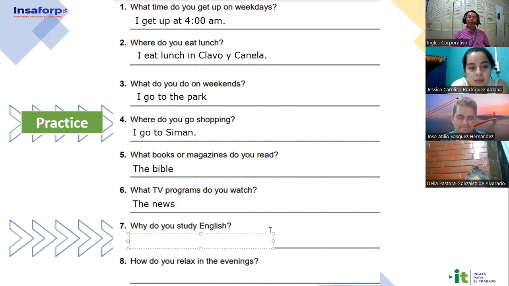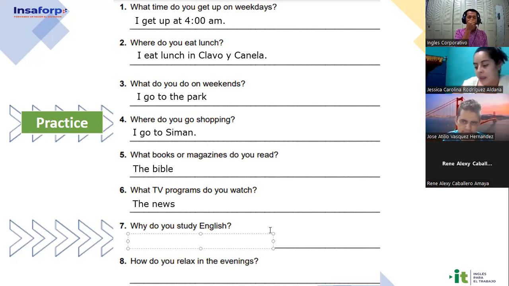Okay, number 7. Why do you study English? Good question, excellent question. And René Alexi, why do you study English? Remember, René Alexi, that you have to start with the word because, right? Every question with why is answered with because. Because. Okay, because. If you can't, tell me in Spanish and we do it together. To find a good job. Ah, okay.